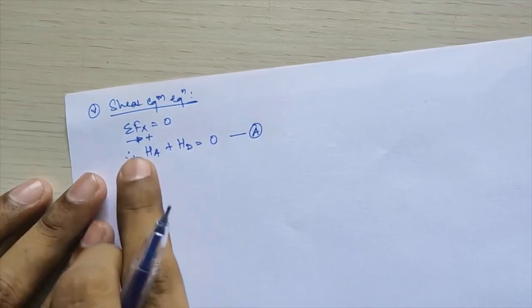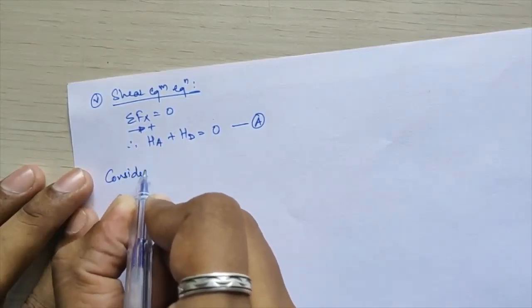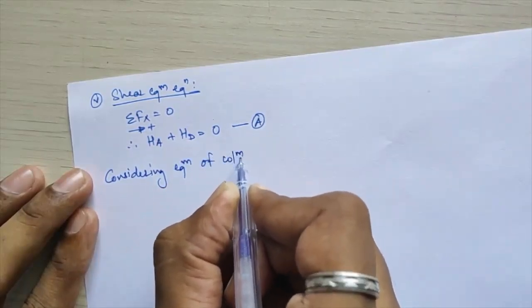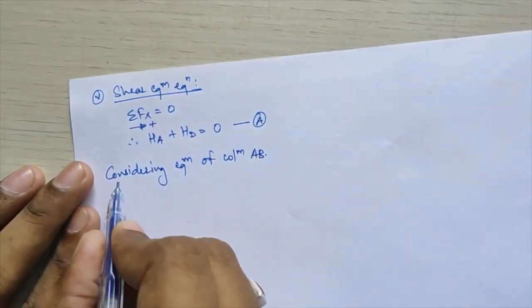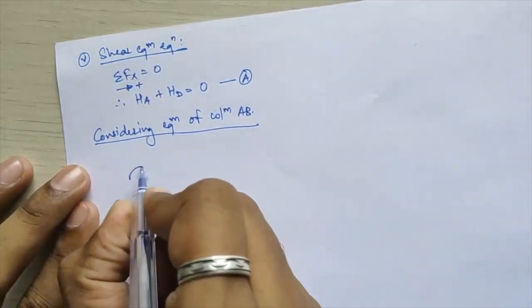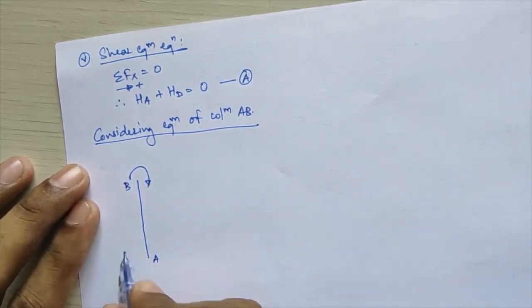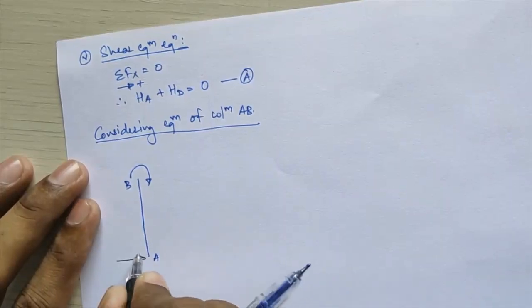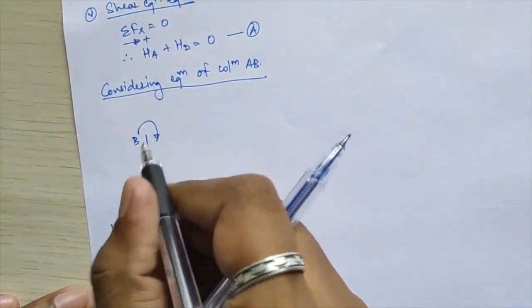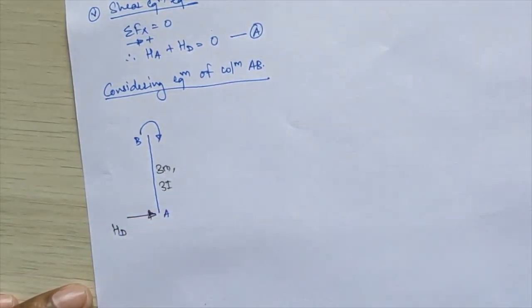Okay, now I have to calculate the values of HA and HD. For that, first I'll consider the equilibrium of column AB. Okay, considering equilibrium of column AB, I'll draw the diagram of column AB over here. Initially what you have to do, you have to consider this is your point A, this is your point B. Here you are having this horizontal thrust as HD over there. Okay, the length of this column AB is 3 meters and I value is given as 3 times I.